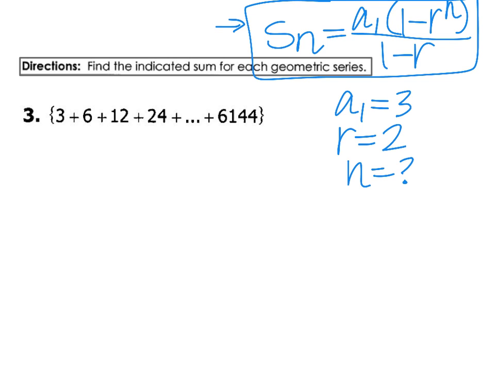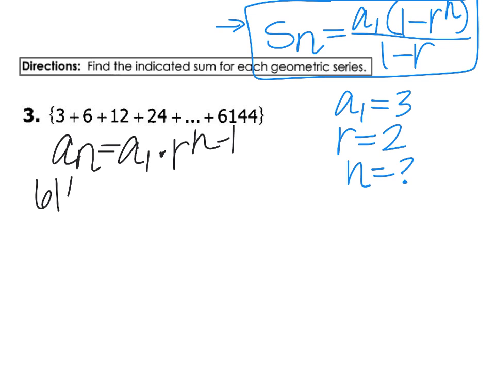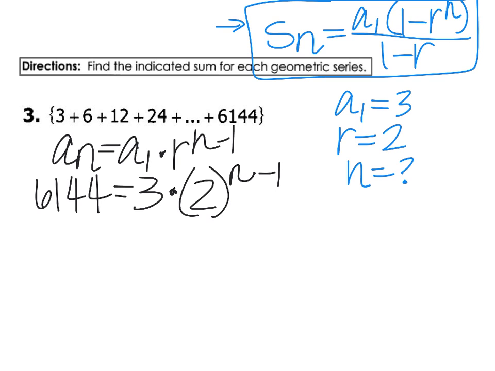So, in order to find our n, we want to use our formula that we learned last lesson: A sub n equals A sub 1 times r to the n minus 1 power. If we plug in our given information, we can solve for n. We know that our last term, A sub n always stands for our last term, is 6,144. That's given to us. We know that our first term is 3, our common ratio is 2, and we don't know our n, so we say n minus 1.